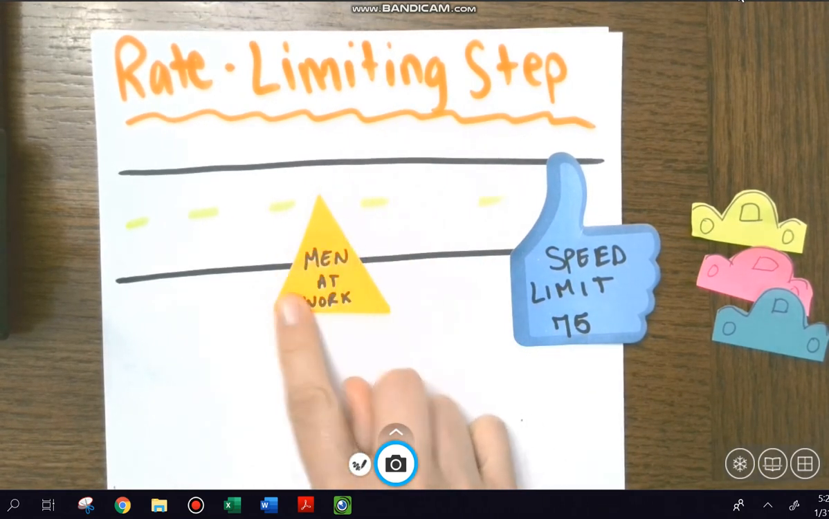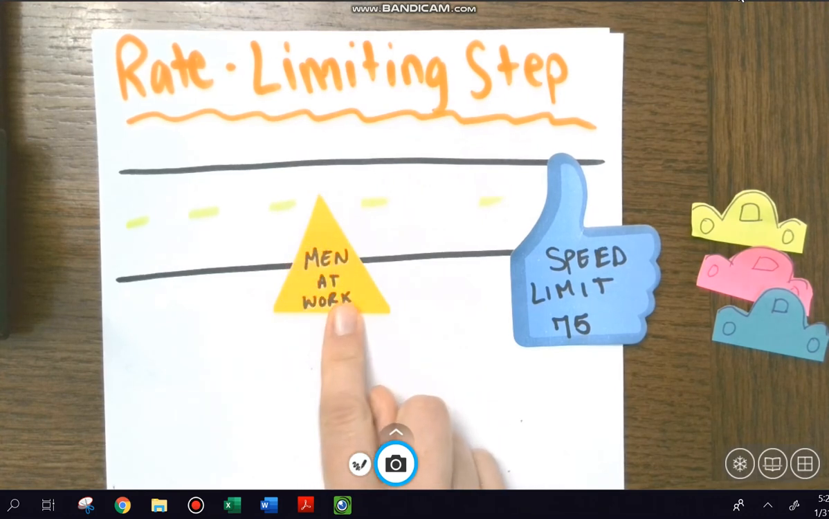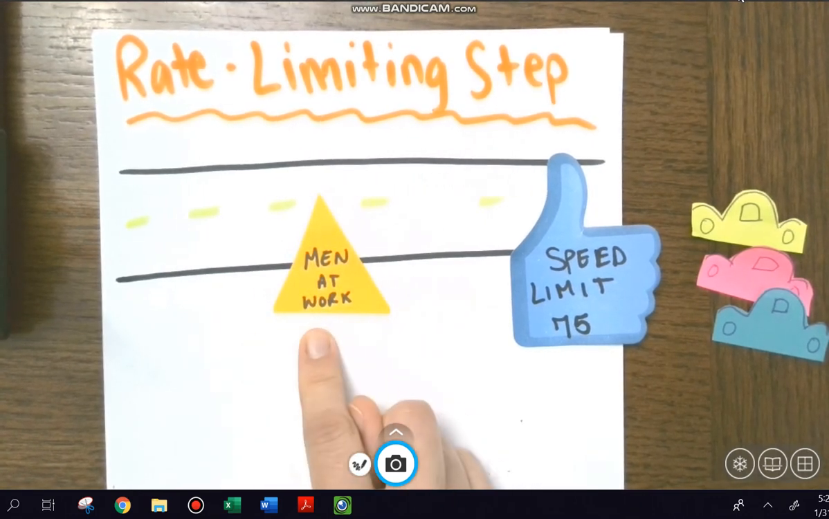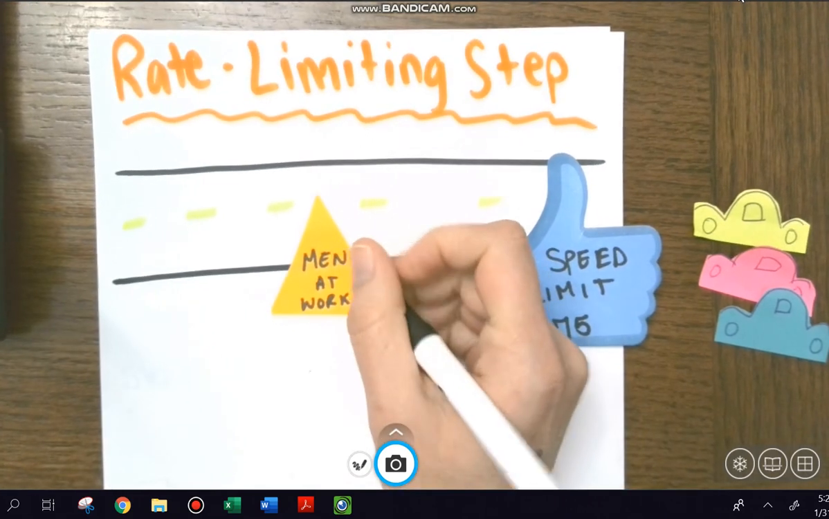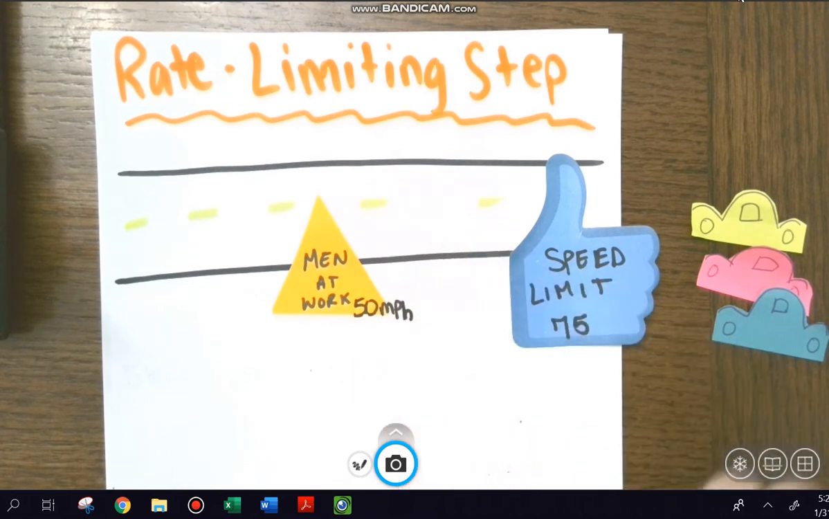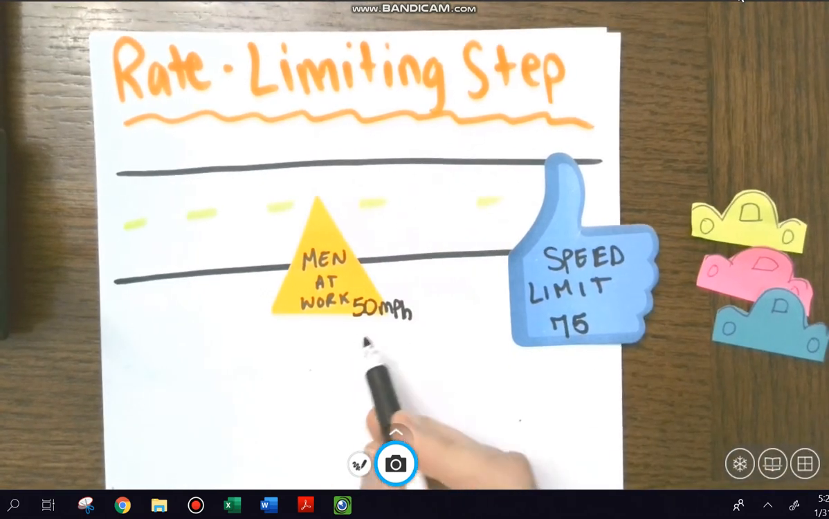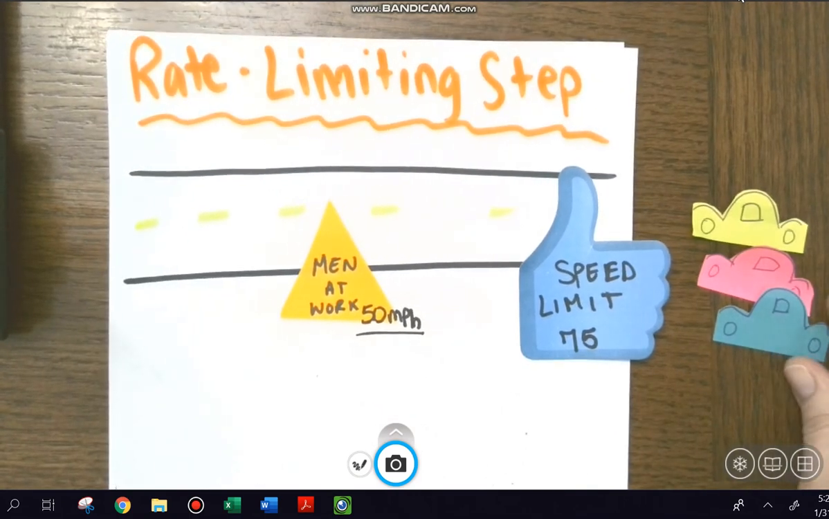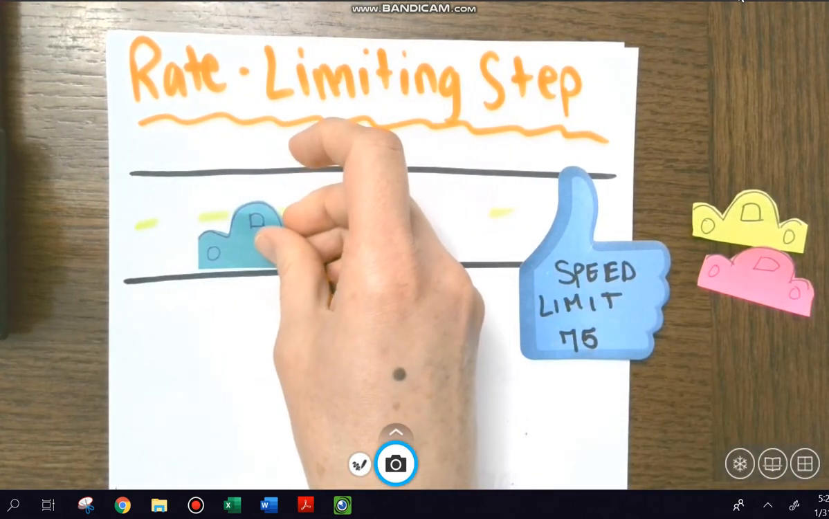There's a whole lot of construction going on between Prairieville and Highland, a lot. So when they have this men at work sign, you have to go like 50 miles an hour. So the speed limit is really, really slow. Not only that, they say the traffic fines are doubled, and it's really annoying. So this slows everybody down.